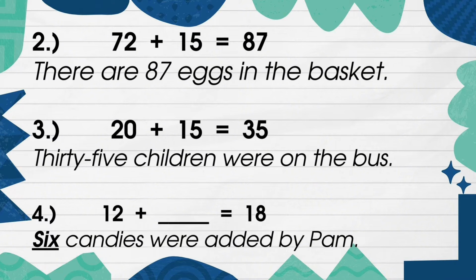In the number 3 problem, 20 plus 15 is equal to 35. 35 children were on the bus. And on the number 4 problem, 12 plus blank is equal to 18. So 6 candies were added by Pam.